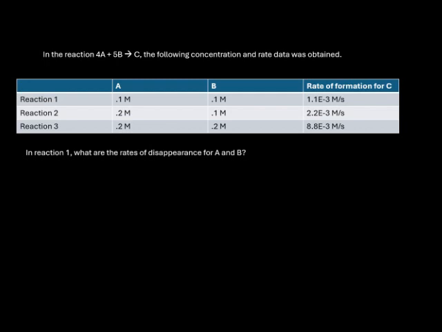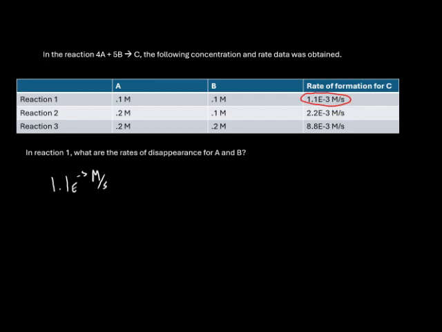Our first question asks, in reaction 1, what are the rates of disappearance for A and B? To answer this question, we'll start from our rate of formation of C. We're given that the rate of formation for C is 1.1 times 10 to the negative third molarity per second. We'll write that down first.